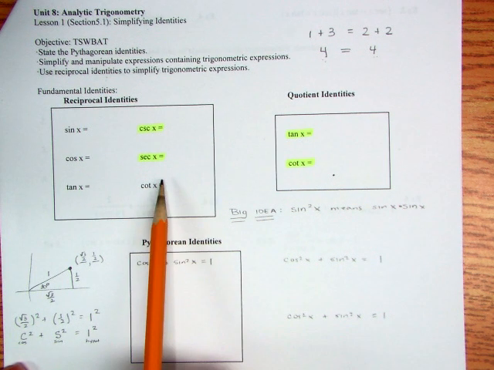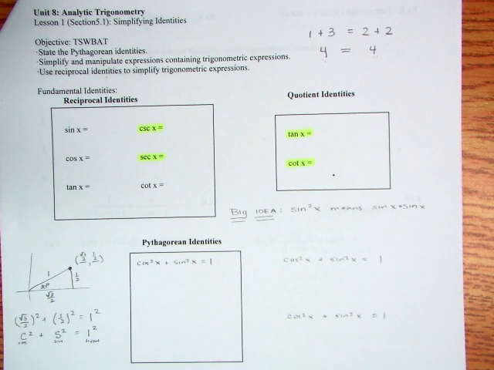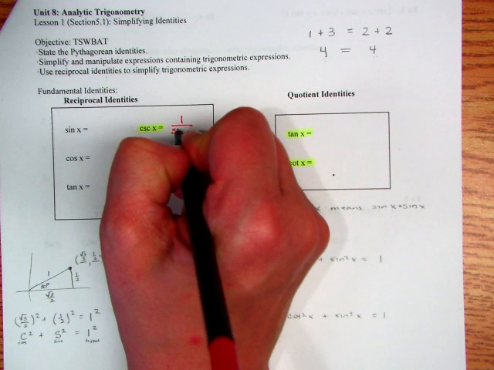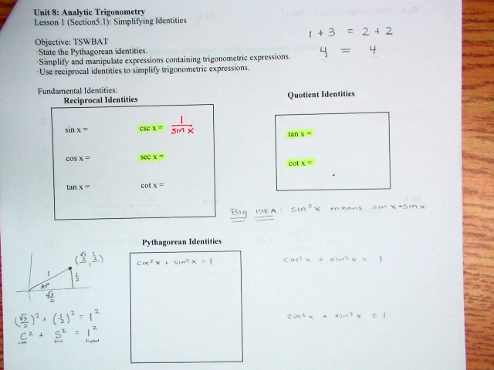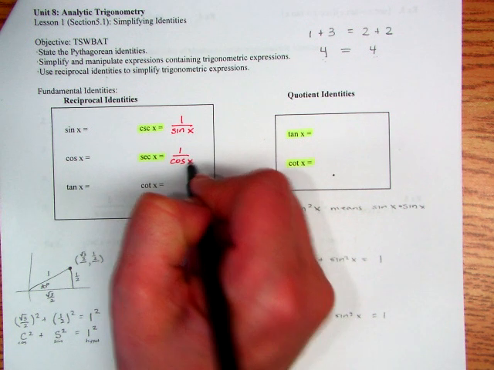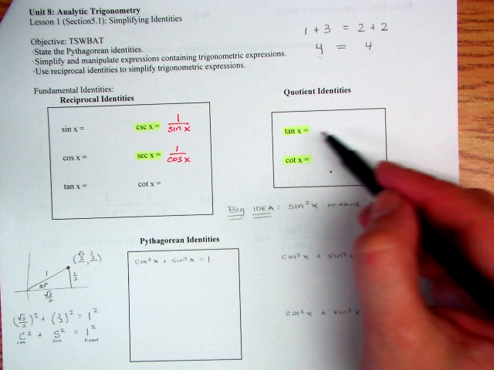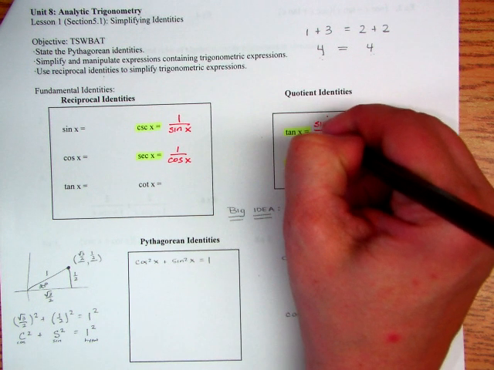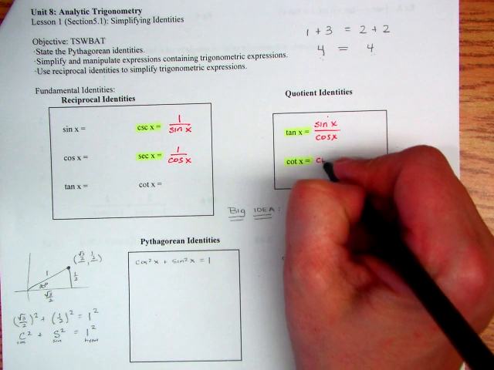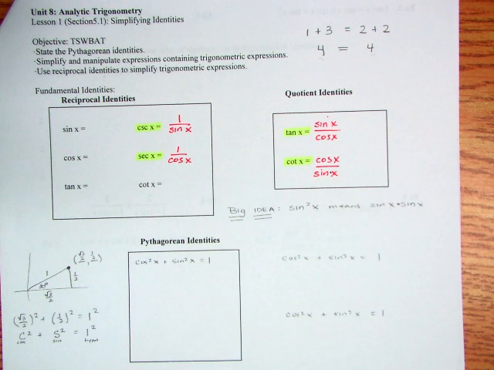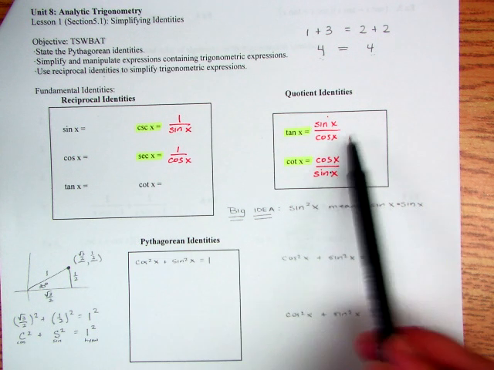Let's start with the highlighted in this box. By definition, the cosecant of x, if you remember, cosecant was related back to sine. Cosecant of x is going to be 1 over sine x. Secant of x related back to cosine, it's 1 over cosine x. Similarly, in the quotient identities, tangent x is sine x over cosine x. And cotangent x is cosine x over sine x. The 4 that I've written in red are going to be the ones that we use primarily.